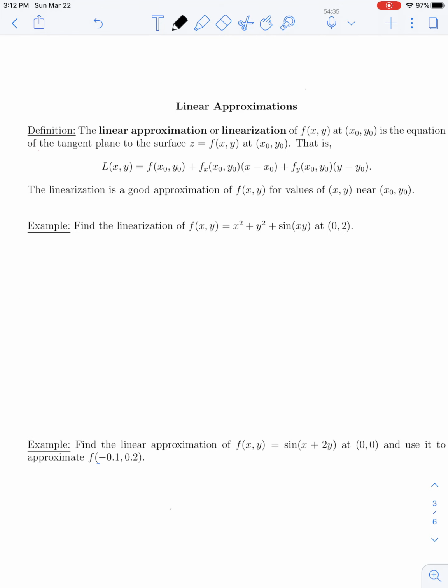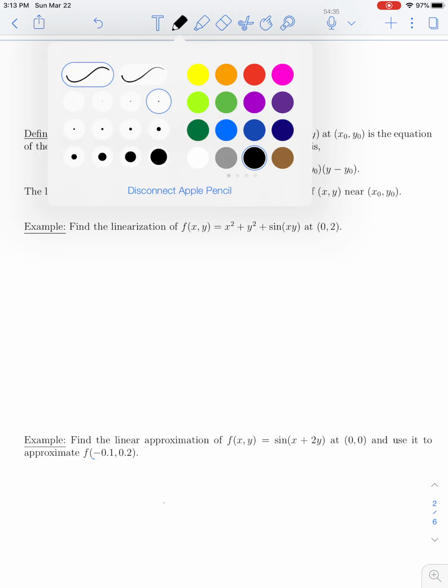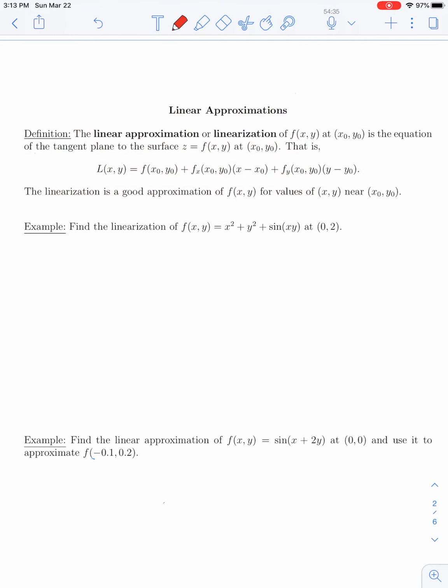So in the next part of this section, we're going to talk about a linear approximation. And really, a linear approximation is just the equation of the tangent plane to a surface. And we'll see that we can use our tangent plane to approximate values of a function near a point, which may not be very easy to evaluate, say, without the use of a calculator. So in this next part of our section, let's start by defining a linear approximation.